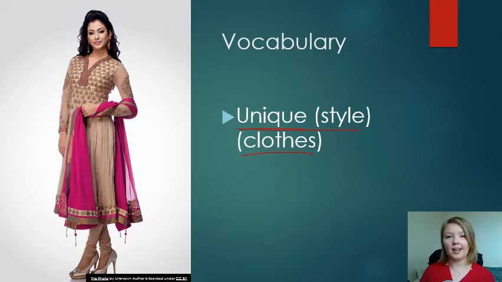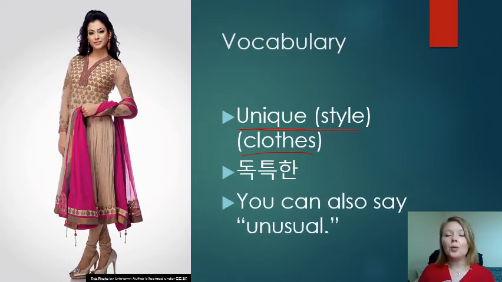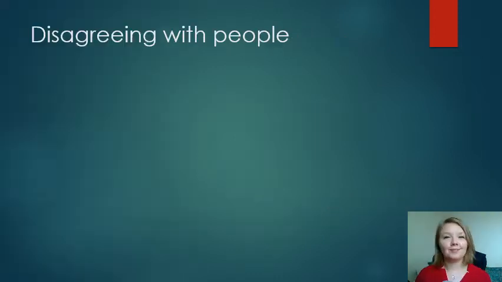So we could say unique. And there is our definition. You could also say unusual. Unusual clothes, unusual style. Now that we have reviewed 8 important vocabulary words, let's review the next important thing from Unit 6. Next, let's review disagreeing with people.